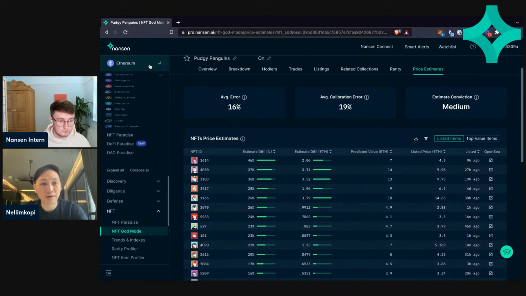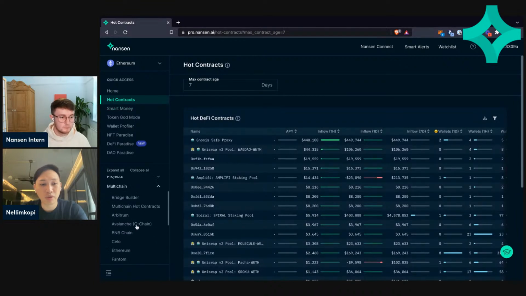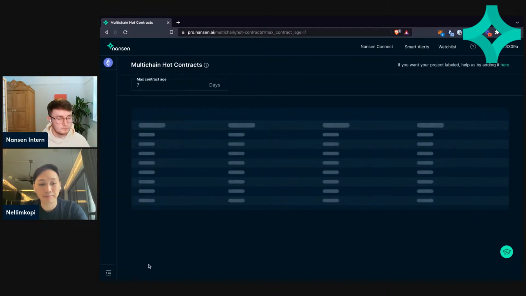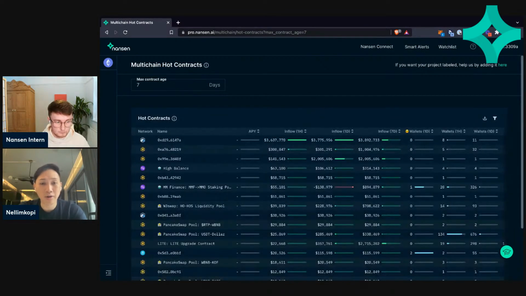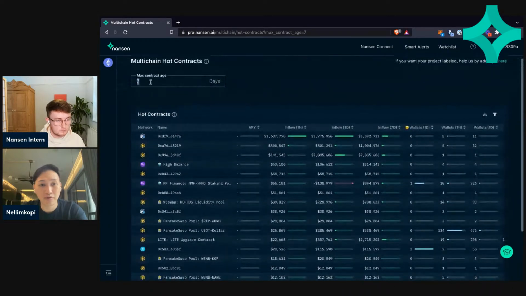So essentially, hot contracts are available on all the chains that we currently support, right? So you have your ETH hot contract, which basically looks at capital inflow, right? And we also have another dashboard, which is a multi-chain hot contract. So multi-chain hot contracts looks at all the other L1 and L2 that are not Ethereum, right? So for example, you have your Arbitrum, BNB, Polygon, and so forth, right?